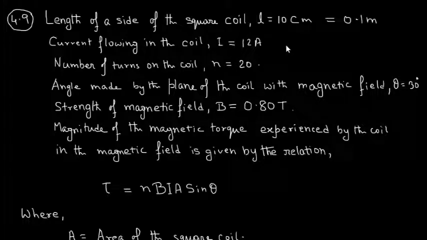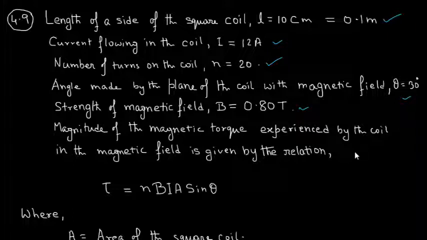So, length of the side of the square coil L is equal to 10 centimeter, which is 0.1 meter. Current flowing in the coil I is equal to 12 ampere. Number of turns on the coil N is equal to 20. Angle made by the normal to the plane of the coil with the magnetic field theta is equal to 30°. Strength of the magnetic field B is equal to 0.8 T.